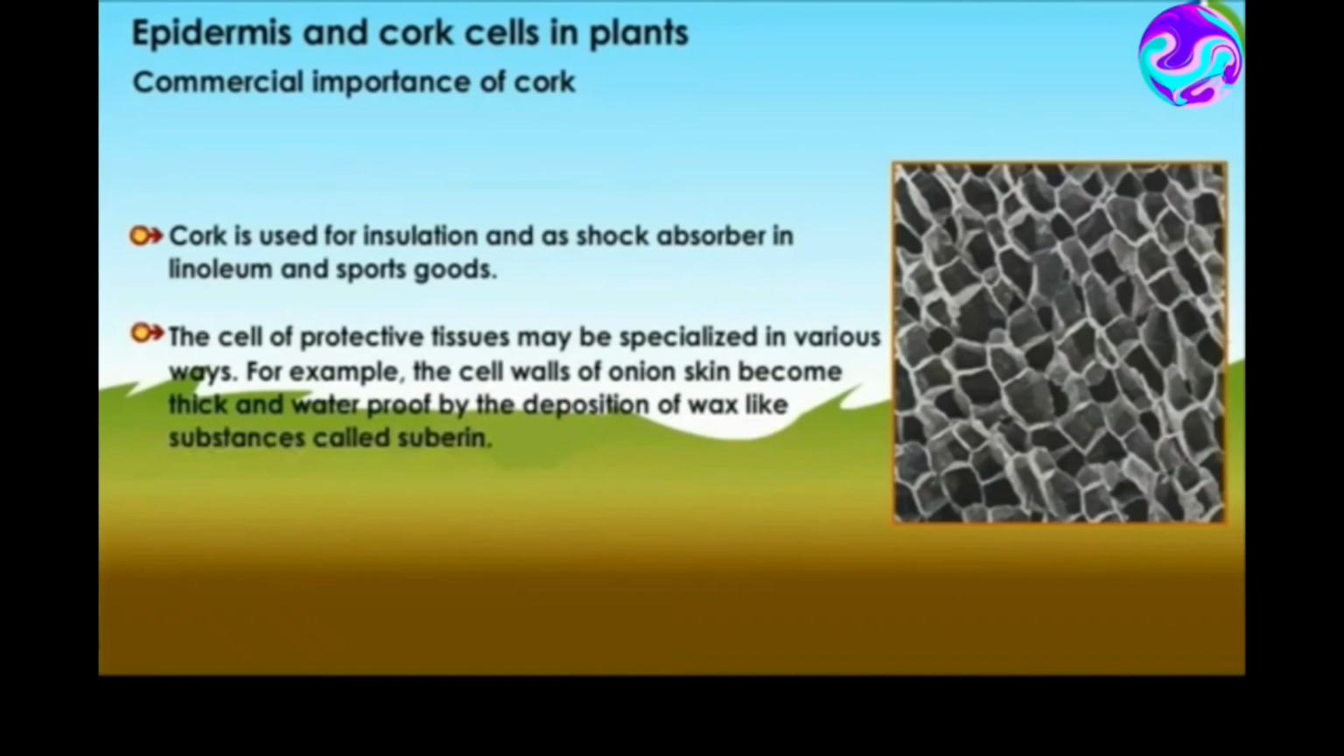The cells of protective tissue may be specialized in various ways. For example, the cell walls of onion shells become thick and waterproof by the deposition of wax-like substances called suberin.